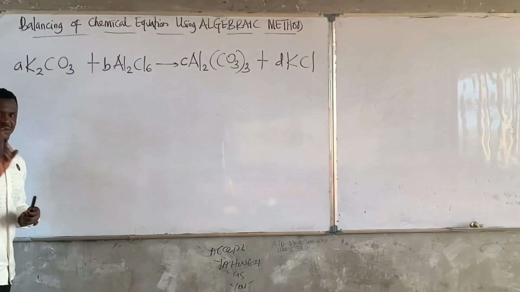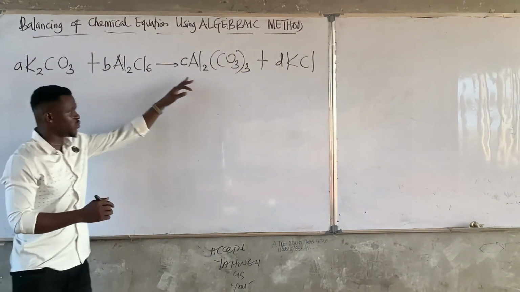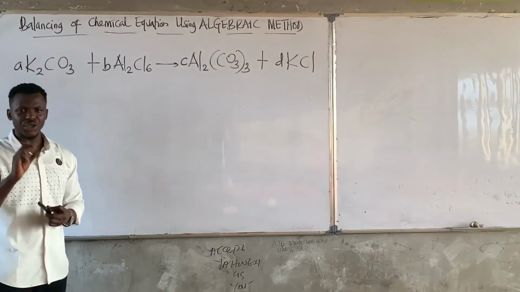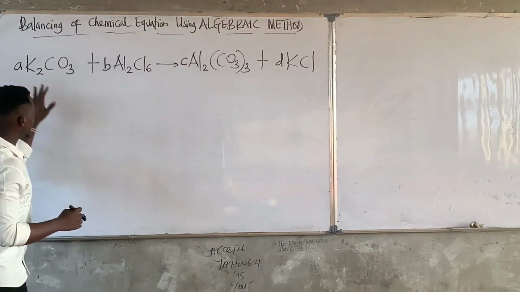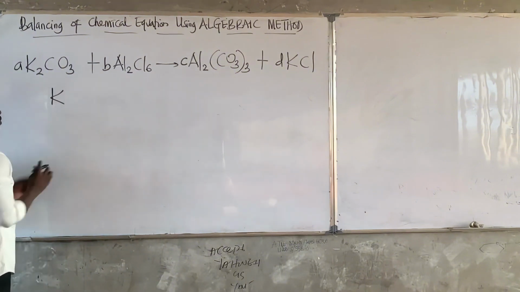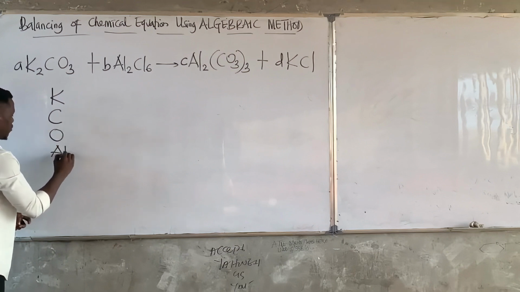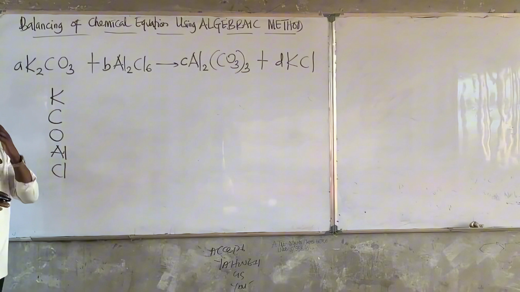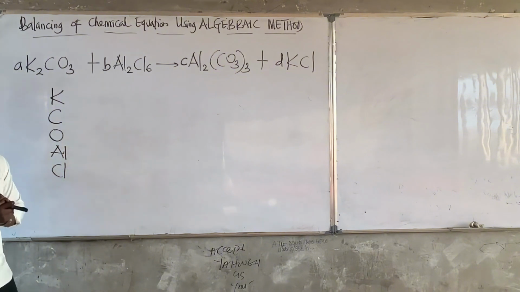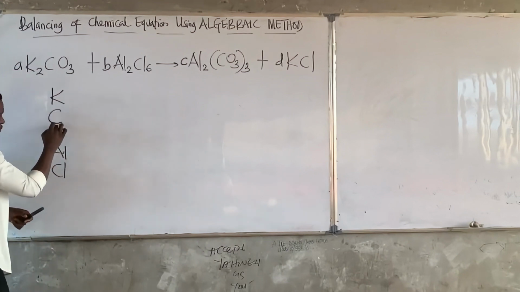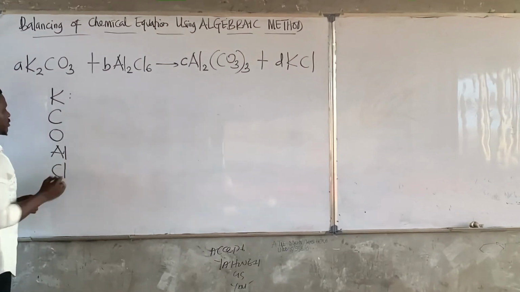The first step, assigning unknown coefficients, we've already done. The next step is to write a balanced chemical equation for each of the elements. How many types of elements can be found here? Let's check it out. Potassium is K, then carbon, oxygen, aluminum, and chlorine. We have 5 elements present in this compound. We're going to write a balanced equation for each of these elements, starting with the first one, potassium.